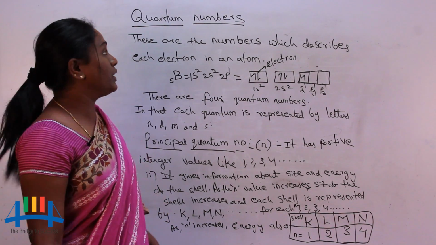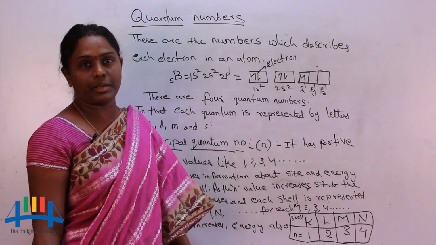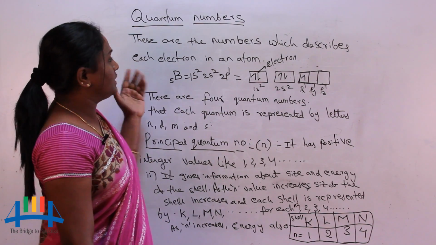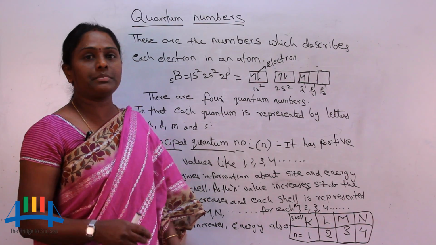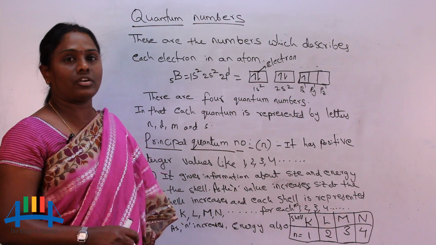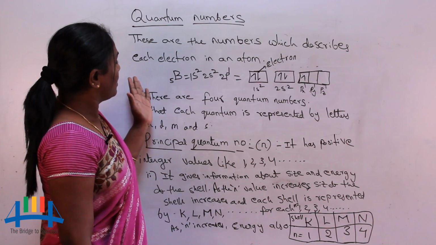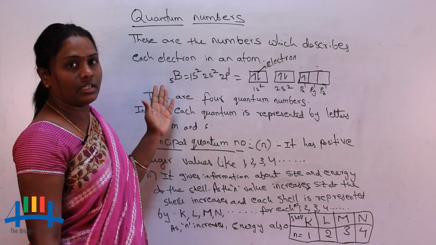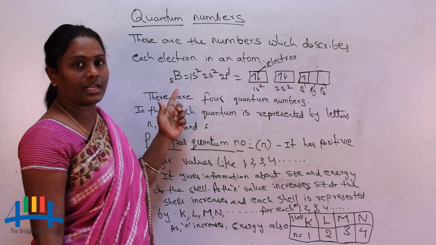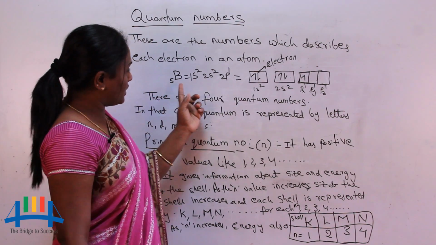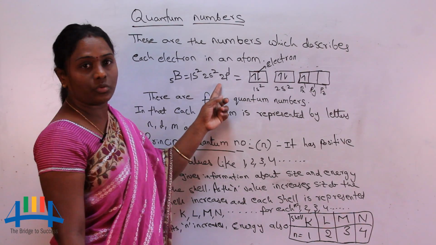Hello everyone. Today we are going to learn about quantum numbers. These are the numbers which describe each electron in an atom. Suppose we take boron. It is an element with atomic number 5, and its configuration is 1s2, 2s2 and 2p1.